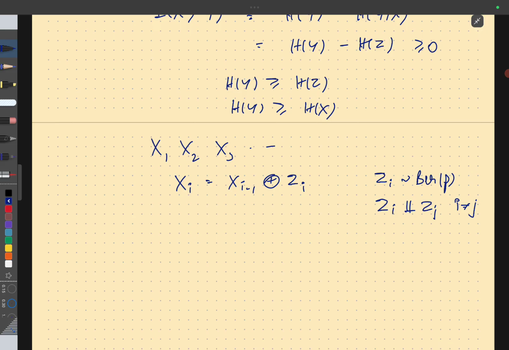I take a sequence of Bernoulli P random variables essentially, and then I form the cumulative sums. So x1 is equal to z1. I'm assuming that x0 is just 0. So x1 is equal to z1, x2 is equal to z1 XOR z2, x3 is equal to z1 XOR z2 XOR z3 and so on, where all of these zi's are independent and identically distributed Bernoulli P random variables. What can I say about the distribution of xi eventually?